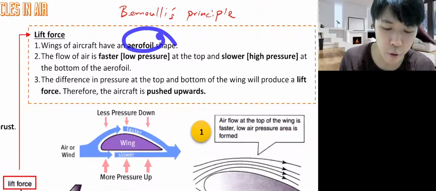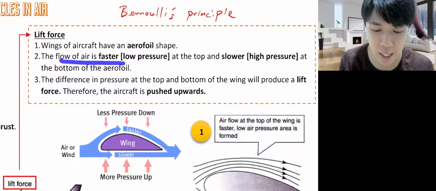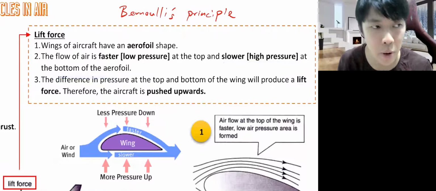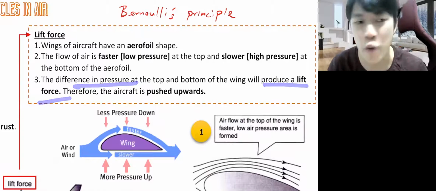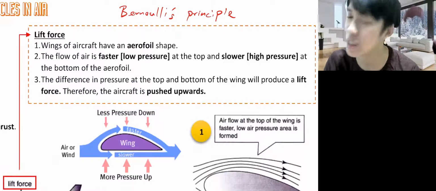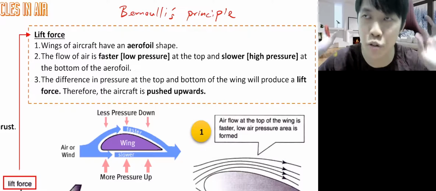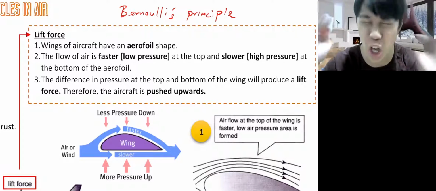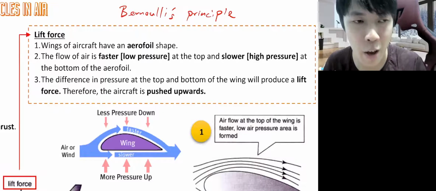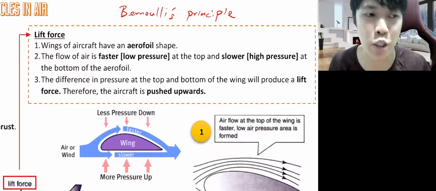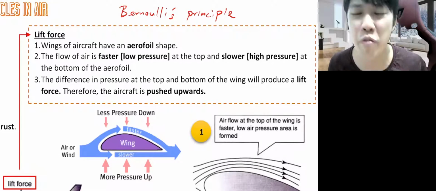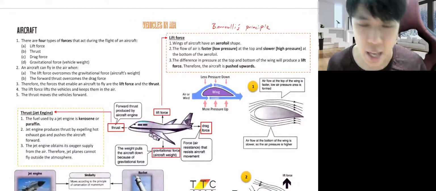So, aerofoil shape, 1 point. Airflow faster, low pressure on the top, 1 point. Slower, high pressure at the bottom. Third point, difference in pressure produces lift force, 4 marks in total. Usually it works like that. Very important. Please memorize that. It's fixed and very straightforward. There are only 4 points to mention. Number 1, the shape. Number 2, on top, fast airflow, low pressure. Bottom, slow airflow, high pressure. Difference in pressure pushes the wing upwards, or creates a lift force. So remember the keywords rather than memorizing every single word.